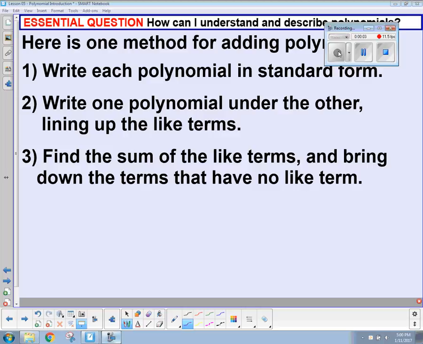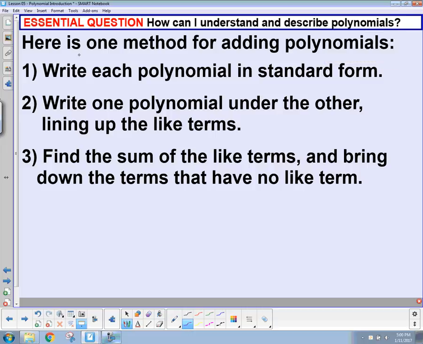Alright guys, we're going to do adding and subtracting polynomials. Okay? Here's how you do it. You're going to write each polynomial in standard form. You're going to write one polynomial under the other, lining up like terms. Find the sum of the like terms and bring down the terms that have no like term. Okay? So let me show you what that looks like.